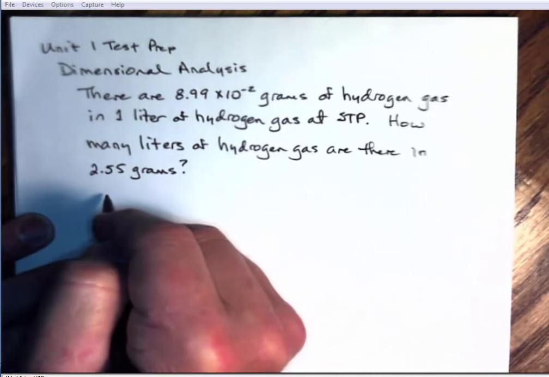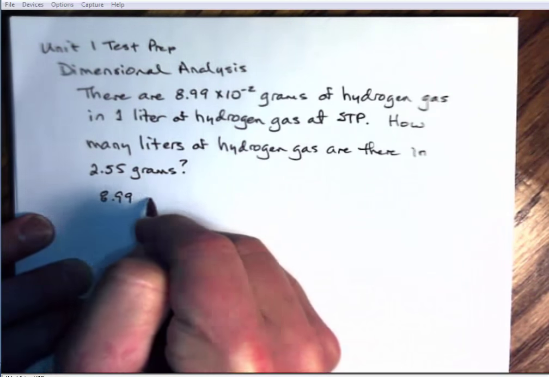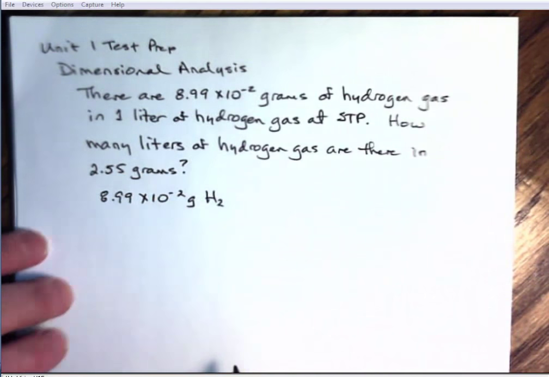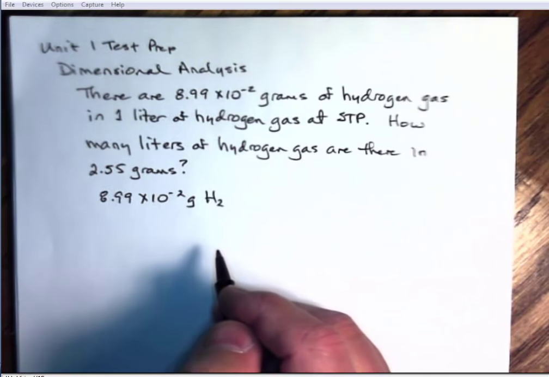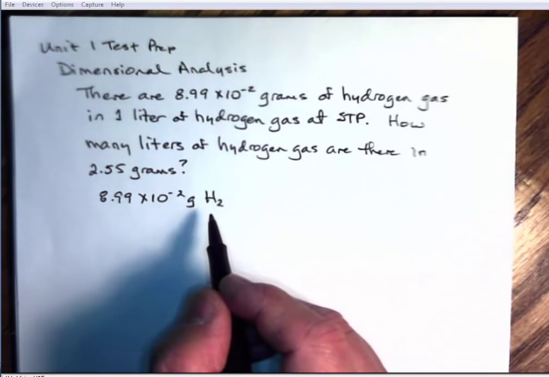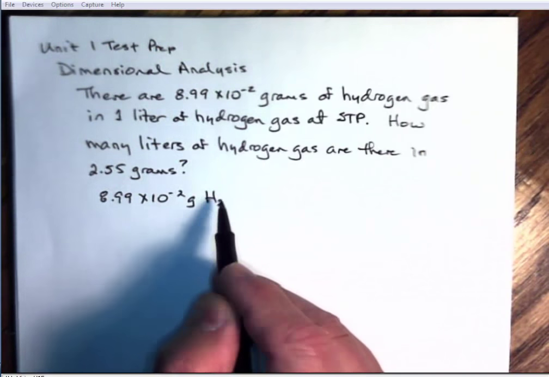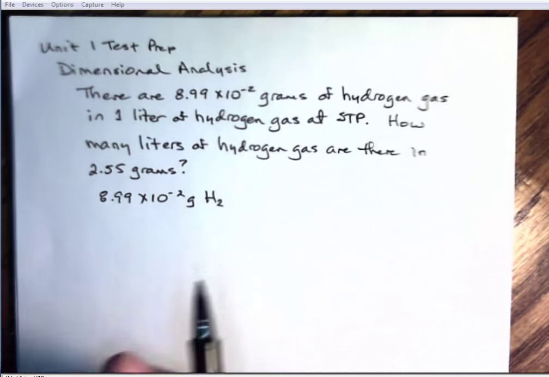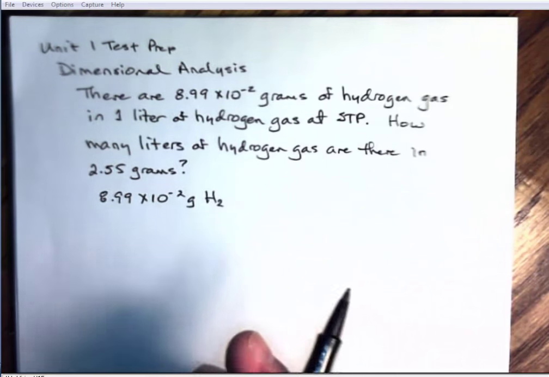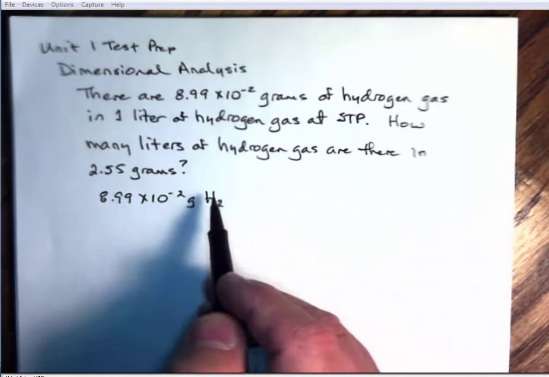All right, we have 8.99 times 10 to the negative 2 grams of hydrogen gas. Now, hydrogen gas is a diatomic molecule, so that's why I wrote it as H2. The symbol for hydrogen is the capital H, but there are 1, 2, 3, 4, 5 diatomic gases on the periodic table. Hydrogen is one of those. So anytime you write normal hydrogen, that's not combined with anything else, it's just by itself, like you're using hydrogen as a fuel to burn or something like that, then it's going to be H2.